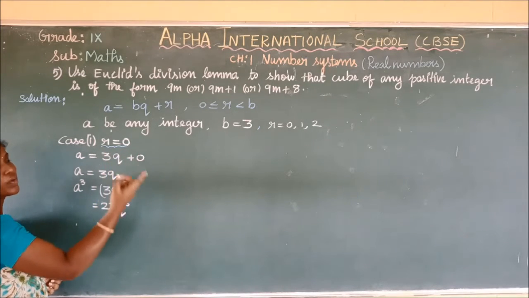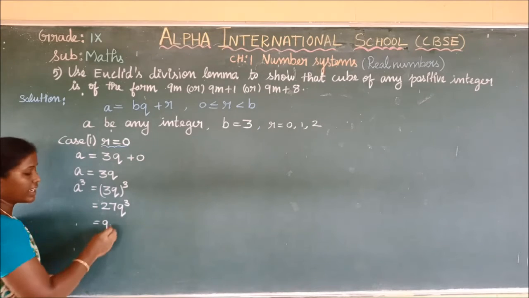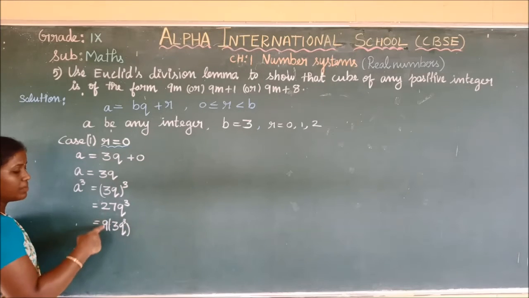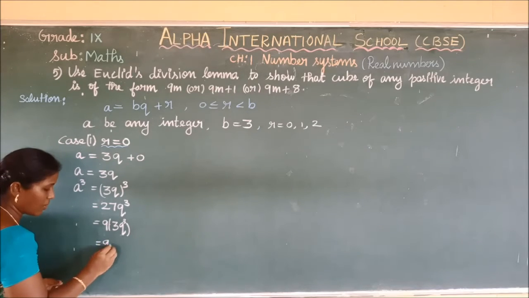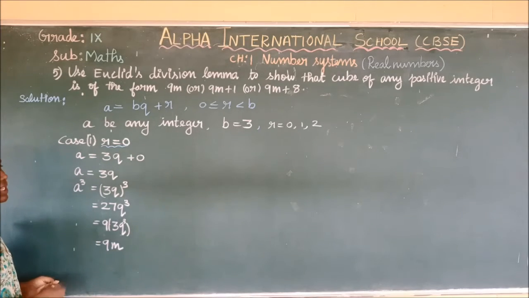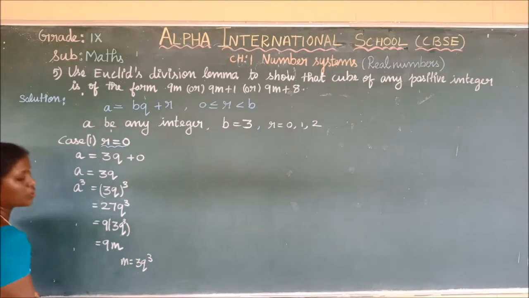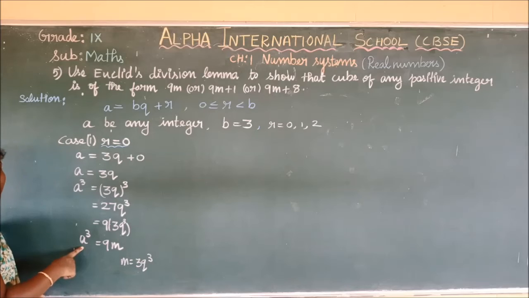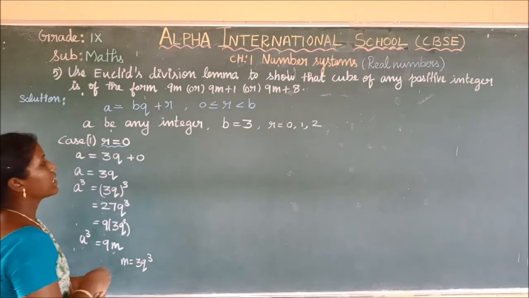In the question we have to analyze whether it can be written in the form of 9m or 9m plus 1. Can we write it in the form of 9? Yes, we can take 9 common and write it as 9 times 3q cube, because 9 times 3 is 27, and q cube is written as it is. So it can be written in the form of 9m. What about m? m may be any integer, so we can take m is equal to 3q cube. So here we expressed the cube of the integer in the form of 9m in the first case. Let us see the second case now.